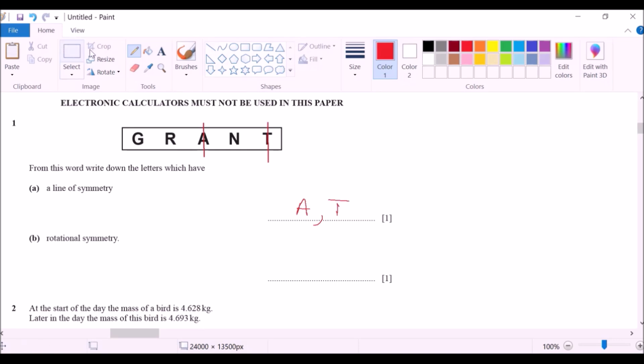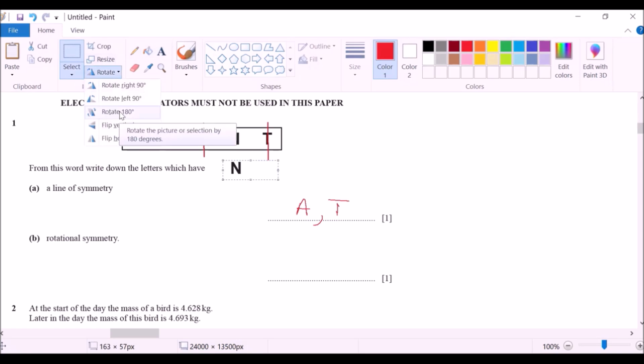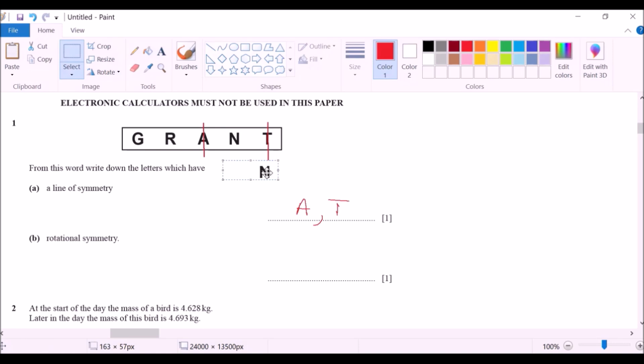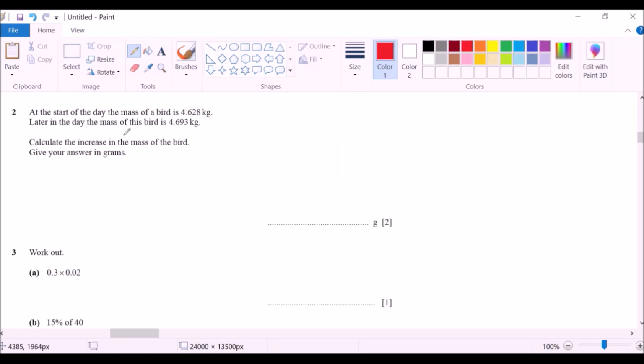Rotational symmetry. If we take this N and we rotate it through 180 degrees, it will remain an N. And if we rotate it through another 180 degrees, it will come back to the start, and so it has rotational symmetry of order 2. The rest of these do not have rotational symmetry. So our answer is N. Only N has rotational symmetry of order 2. The rest have order 1, which is not rotational symmetry. Let's go to question 2.